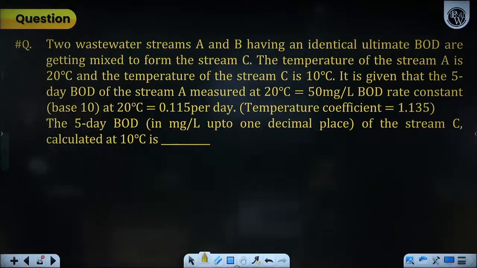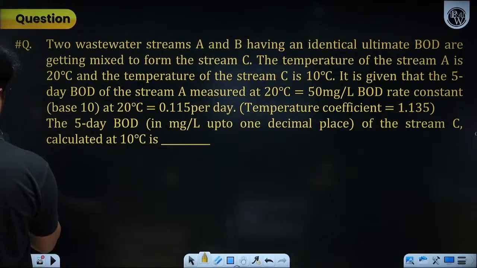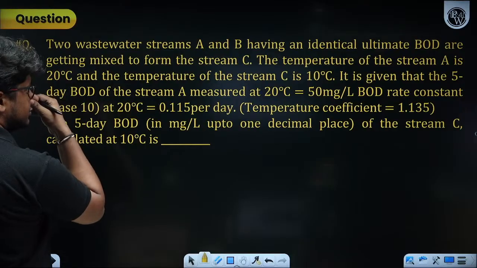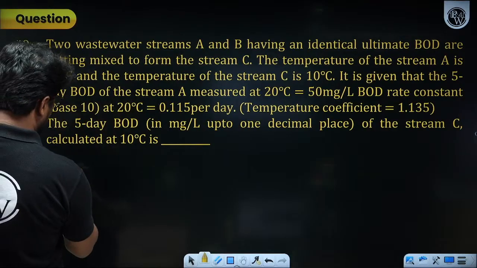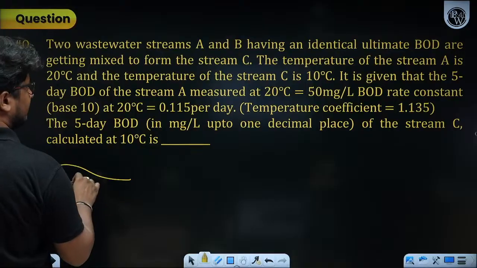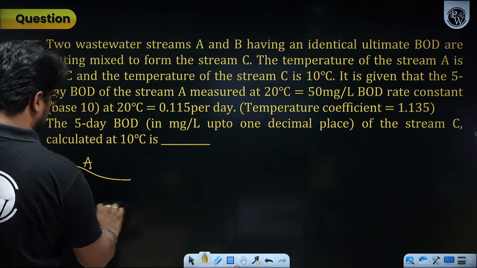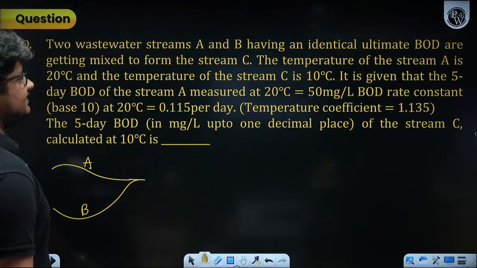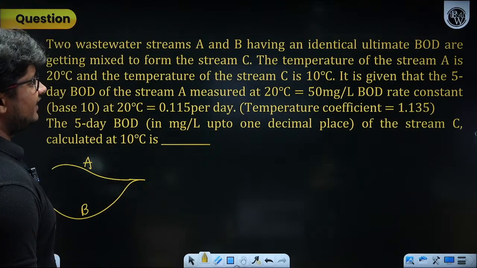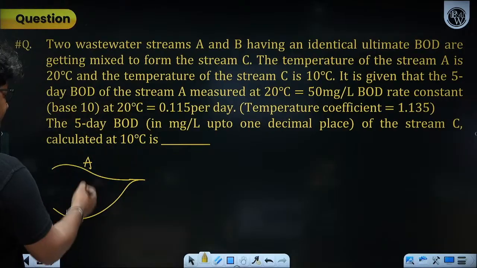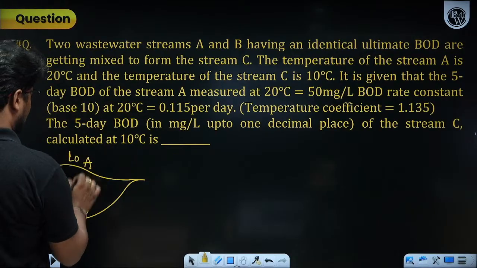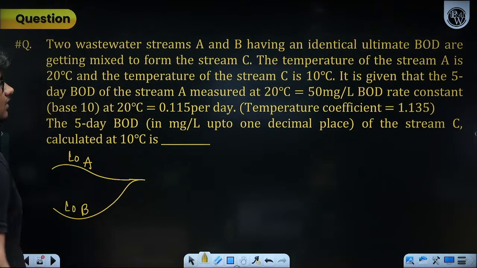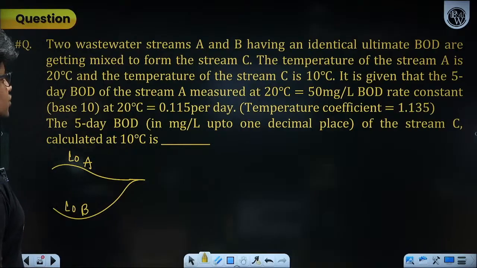The question is saying two wastewater streams, A and B. So I'm just showing you in the picture two wastewater streams, which are A and B. These two get mixed up, and these two are having identical ultimate BOD. So they have the same ultimate BOD, L0, L0, and are getting mixed to form stream C.